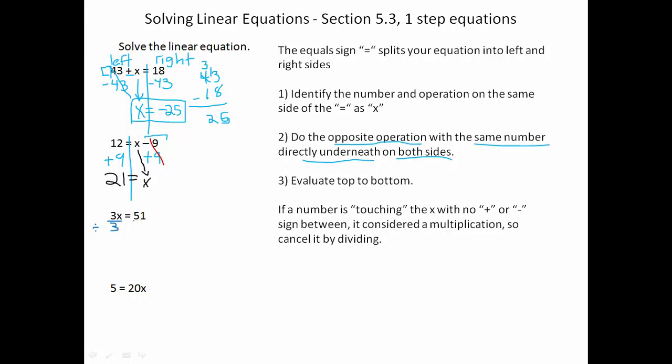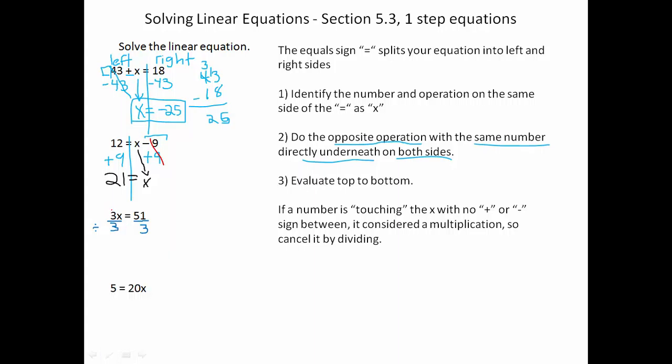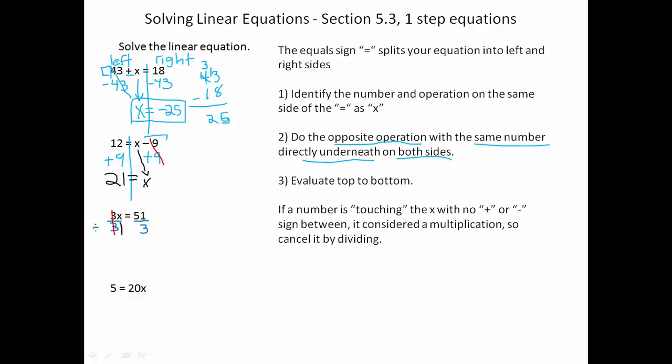And I want to make sure that I do it the same way on the other side. I'm going to write my divided by 3. And now again, I'm going to evaluate top to bottom. Well, 3 divided by 3 is 1, and that's considered to cancel out. I have 1x, which means I just have x over there. And that means I can bring my x down, and you notice that we always do that. We bring our x straight down.